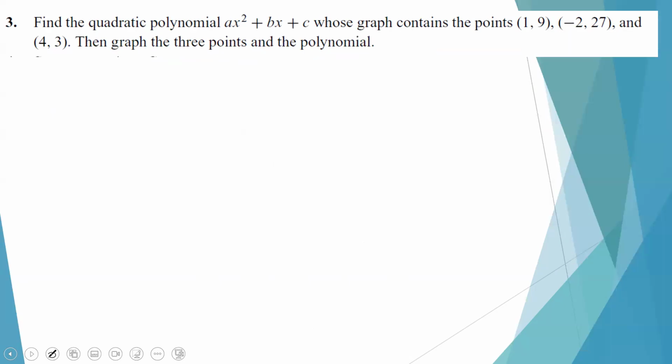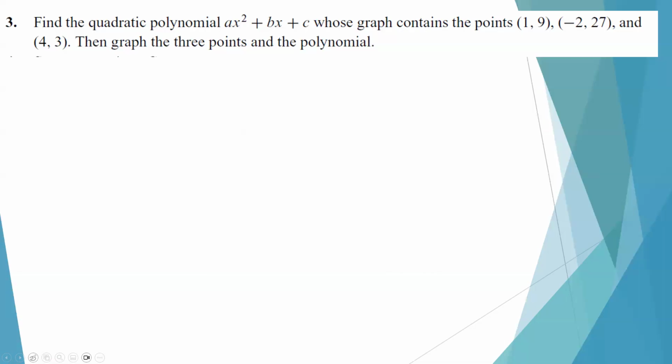So let's use this example. The quadratic polynomial standard ax squared plus bx plus c, and we want to find that through particular points. So when x is 1, it's equal to 9. When x is negative 2, it's equal to 27. And when x is 4, it's equal to 3. So we need a system of 3 equations. Let's be clear that the pieces we're looking for are the a, b, and c.